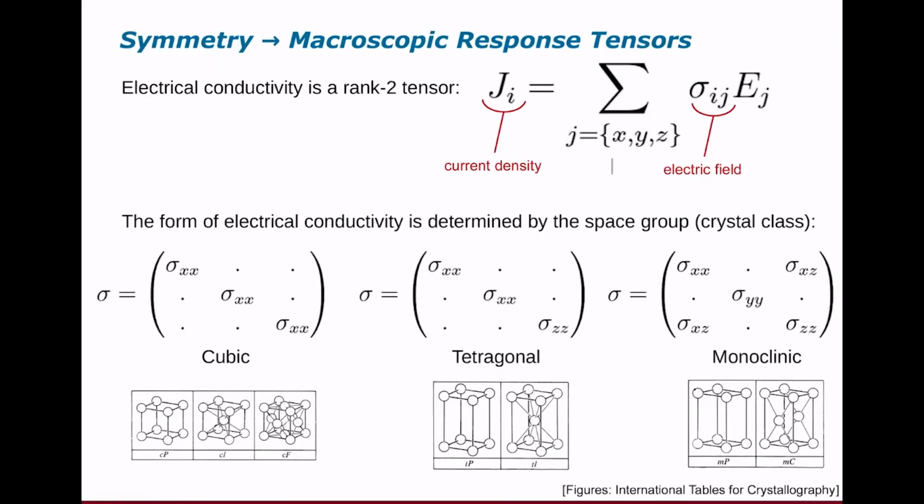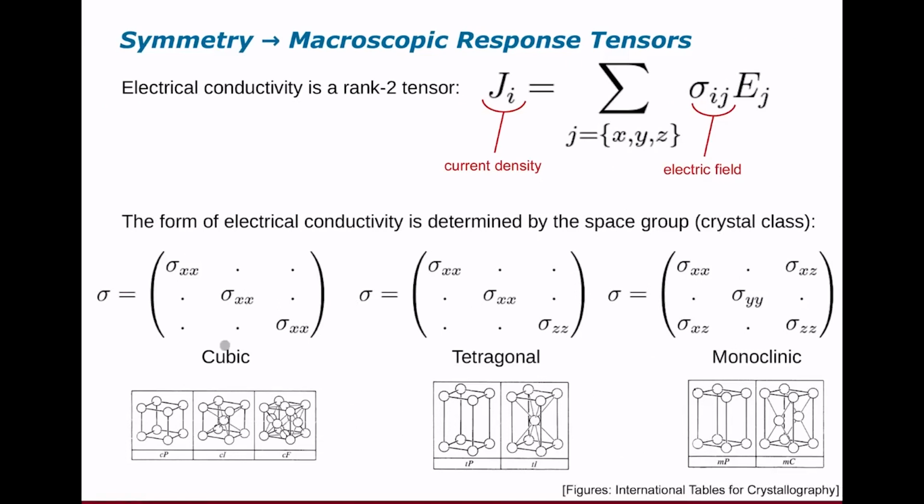Now, the form of this matrix sigma is, as I said, determined by the symmetry. And the space group is a unique determiner, but actually you don't even need the space group. The point group is more than enough for this, but the space group determines the point group anyway, so I'm still talking about the space group in my talks.